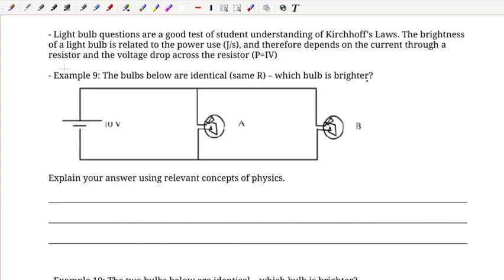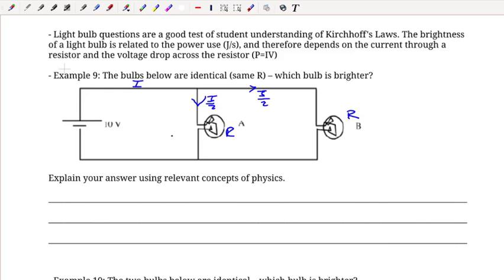Which bulb is brighter? So I've got 10 volts here. Each of these have the same resistance. Well, what do we know about the current in terms of the same resistance? We're going to have the same amount of current going both directions. So if this was I, this is going to be I over 2. Half the I go this way, and I over 2, half the I goes the other way. And these both have resistance R.